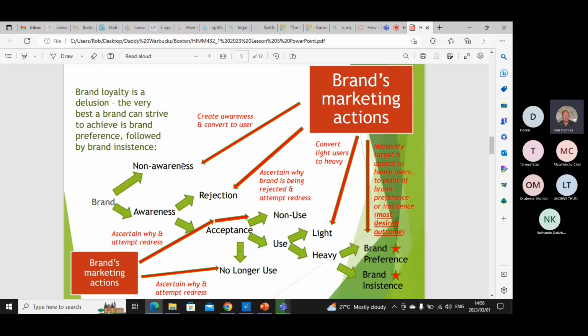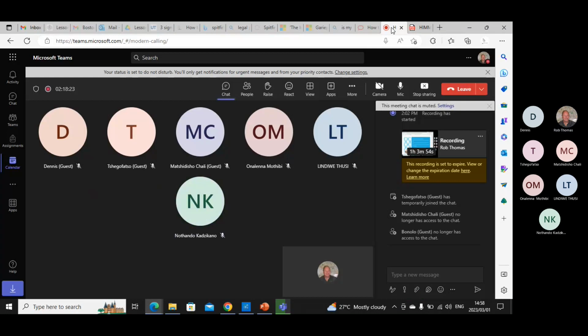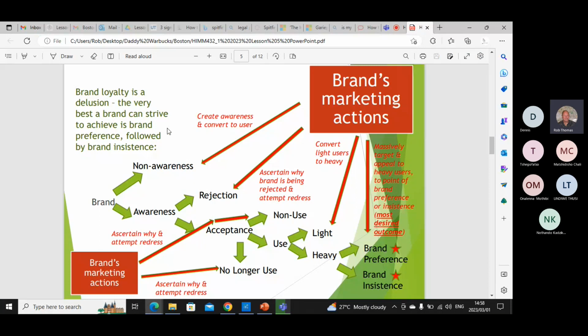You have a brand at the beginning on the left-hand side, and you either have awareness of the brand or you have non-awareness of the brand. So you're either aware of the brand or you're not aware of the brand. Okay. If you're not aware of the brand, guys, you can see over there I said create awareness and convert to user. Why may you not be aware of the brand?